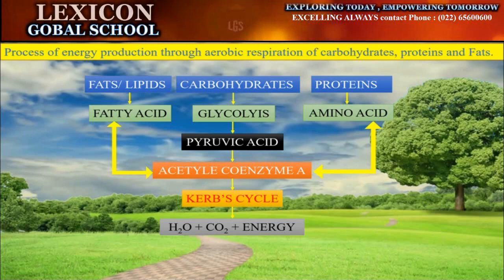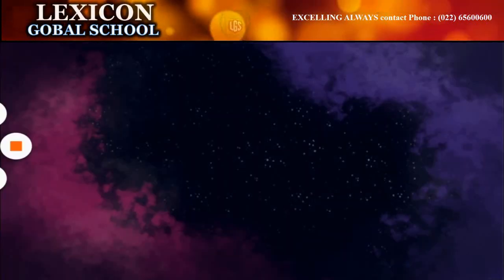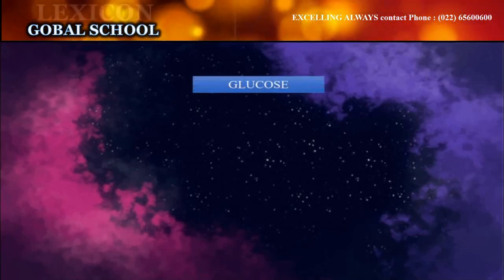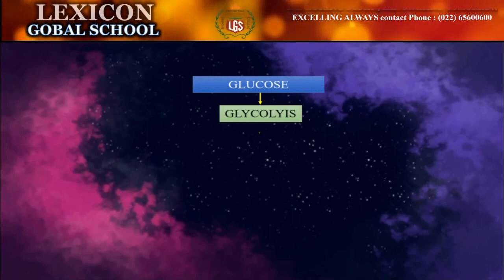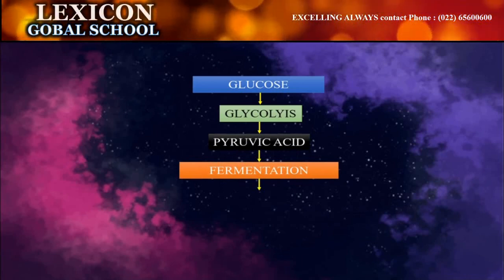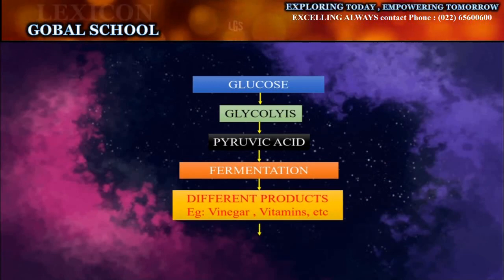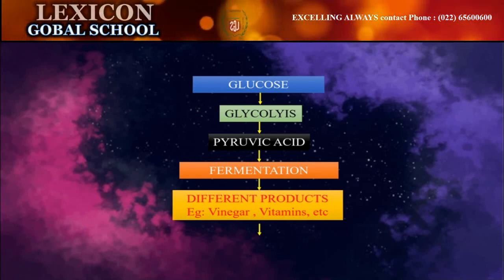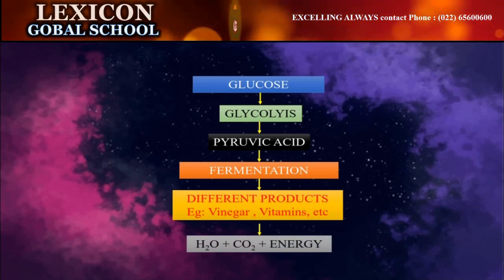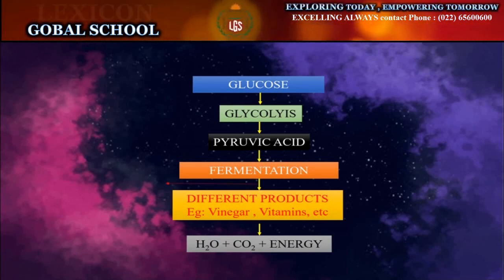What if oxygen is not present? That means anaerobic respiration. When anaerobic respiration takes place in living organisms or cells, glucose gets converted through glycolysis to pyruvic acid, but we don't get acetyl coenzyme A as in aerobic respiration. We'll have the fermentation process over here, and different products like vinegar and vitamins would be byproducts using various microorganisms. Because if oxygen is not present, we have microorganisms which carry out the process of fermentation. Similarly, through pyruvic acid and fermentation, we can also produce alcohol.